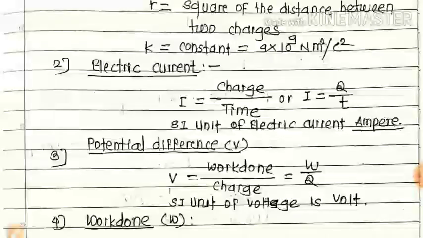Now the second formula, about electric current. Electric current I is equal to charge upon time, that is I is equal to Q by T, or you can also calculate the formula for the charge. Charge is equal to I into T, that is electric current into time, where electric current is measured in ampere, charge is measured in coulomb and time is measured in second.